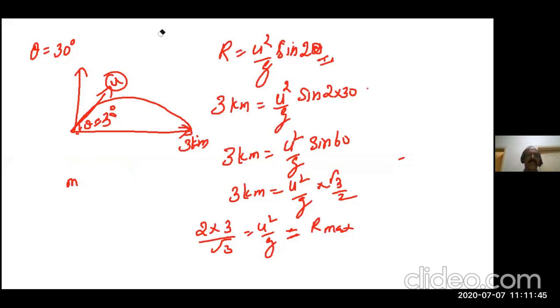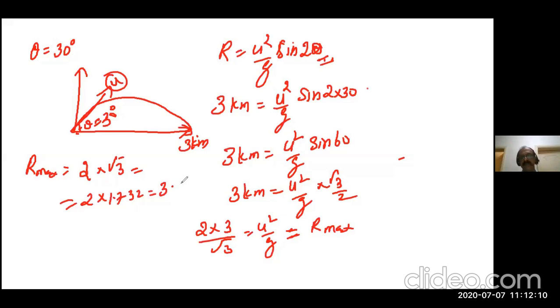Now we can write here, R max is equal to 2 into 3 by root 3; root 3 will come in the numerator, so it is 2 root 3. 2 root 3 is 2 into 1.732, and the answer will come 3.46 kilometers.